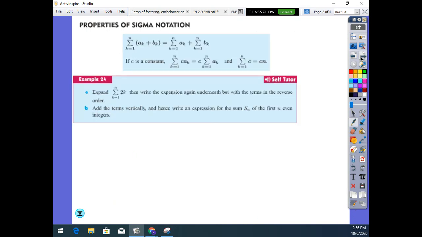So here are some basic properties if you want to copy these down. This last one is going to come in handy on the next problem. I'm going to tell you this isn't my favorite problem, but we're going to work with it.